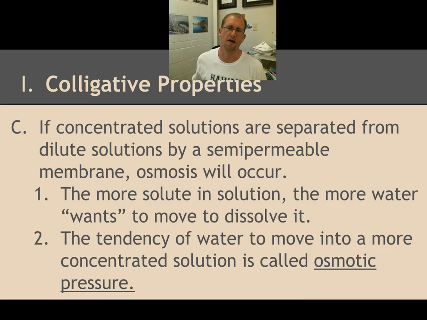So if you have two bodies of water, one has more concentrated solute in it than the other does, and you divide them by a semi-permeable membrane, the water will leave the less concentrated area and osmose through the membrane into the more concentrated area to dissolve that. And that tendency of water to move is called osmotic pressure.